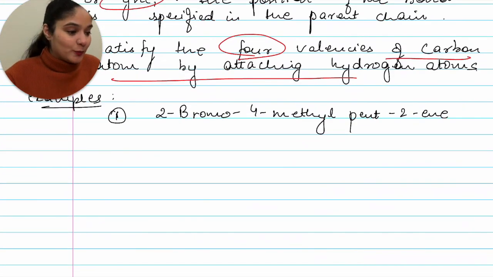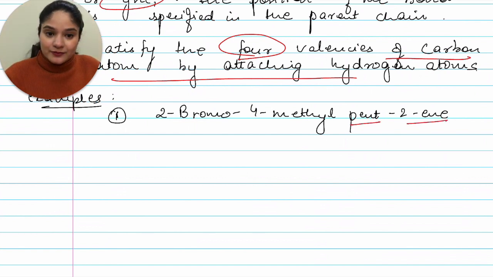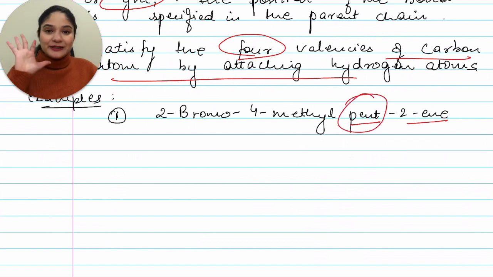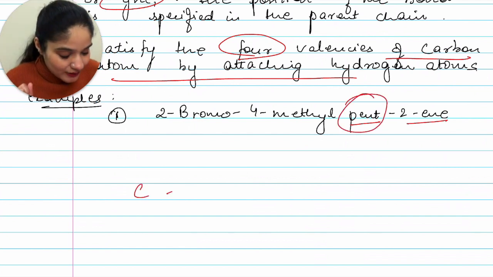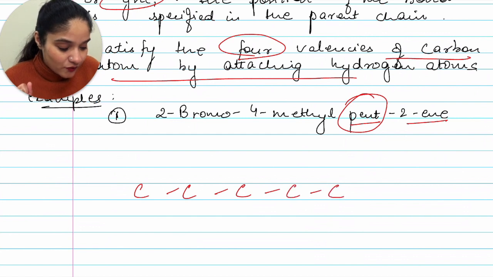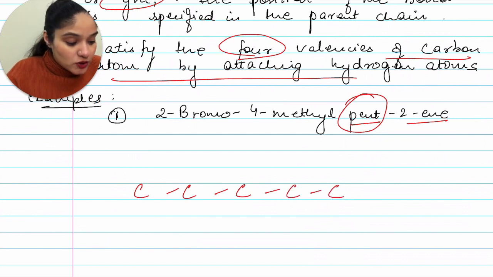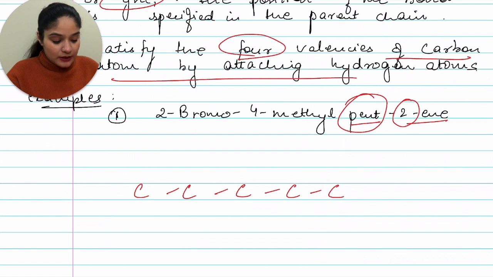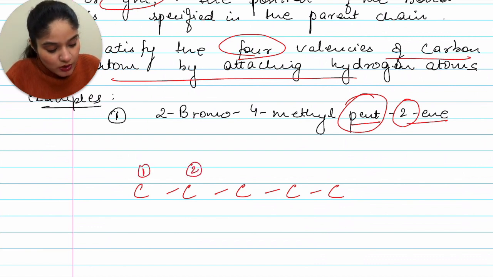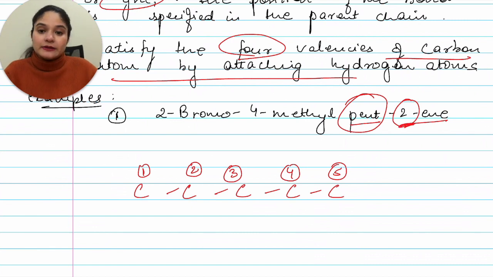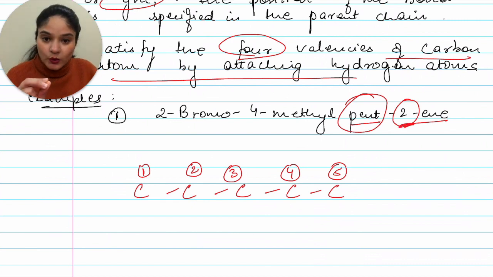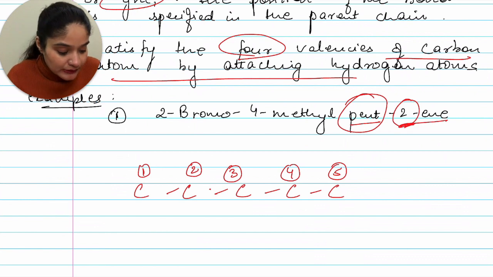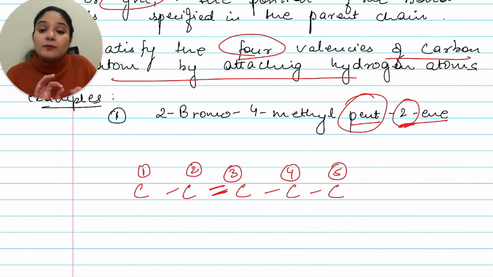Okay, students, I hope you're excited about it. Now, let's see. Pentene. We'll start with the number of carbon atoms. Pent means 5 carbons. 1, 2, 3, 4, 5. Now, pent-2-ene. Let me just number it. 1, 2, 3, 4, 5. At the second carbon, I have a double bond.